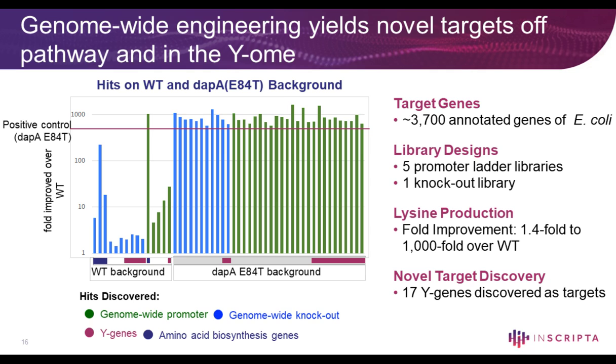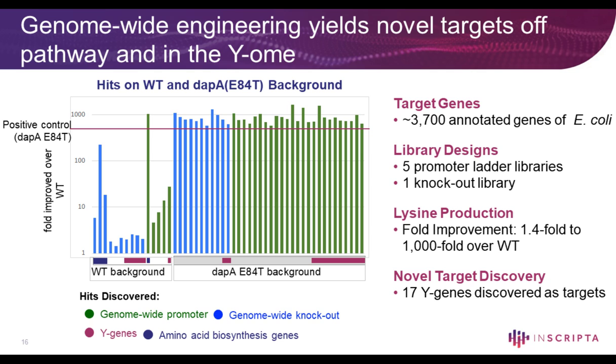a mutant that creates the increase in lysine, because DAP-A is a very well-known enzyme in the lysine biosynthesis pathway, and this particular protein substitution relaxes the feedback inhibition by lysine and hence increases lysine production. What you can see here is that multiple hits have been identified both in the wild type background and in the positive control background that give you very high increases over the background in which they have been edited.